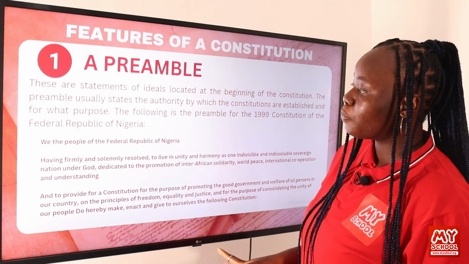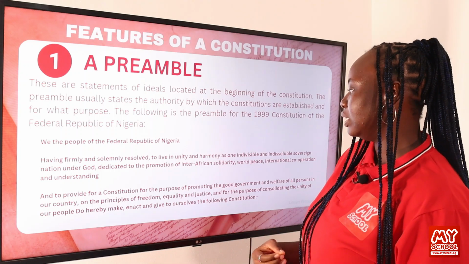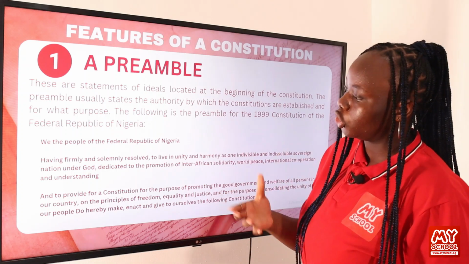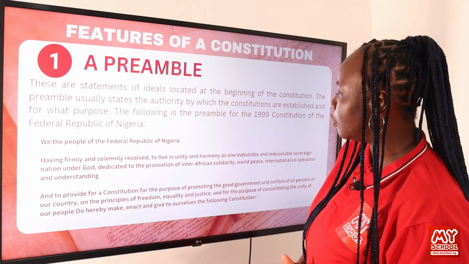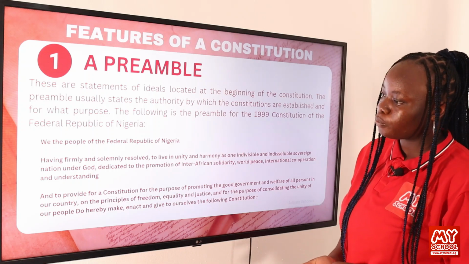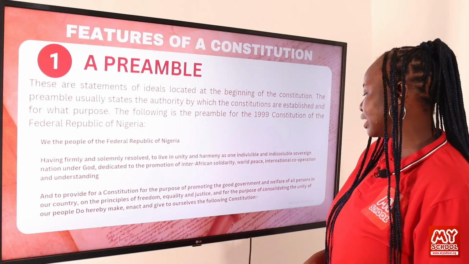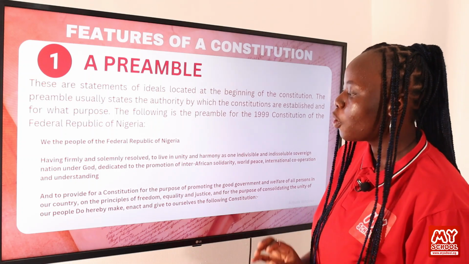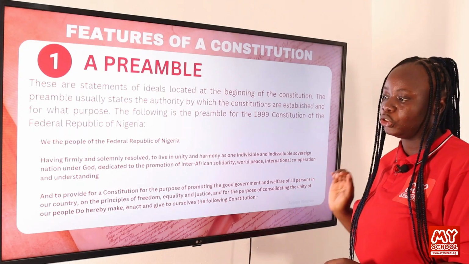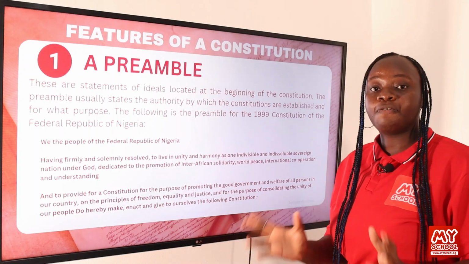So it says, "We the people of the Federal Republic of Nigeria, having firmly and solemnly resolved to live in unity and harmony as one indivisible and indissoluble sovereign nation under God, dedicated to the promotion of inter-African solidarity, world peace, international cooperation and understanding, and to provide for a constitution for the purpose of promoting the good government and welfare of all persons in our country on the principles of freedom, equality, and justice, and for the purpose of consolidating the unity of our people, do hereby make, enact, and give to ourselves the following constitution."